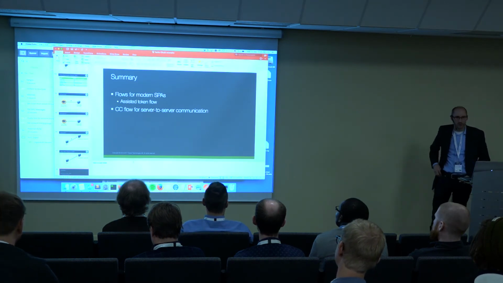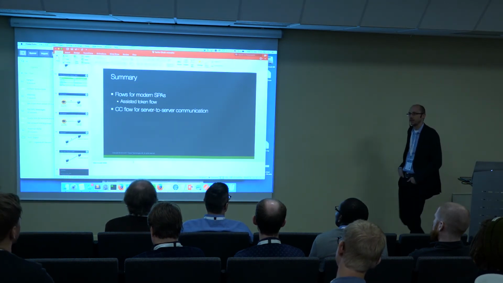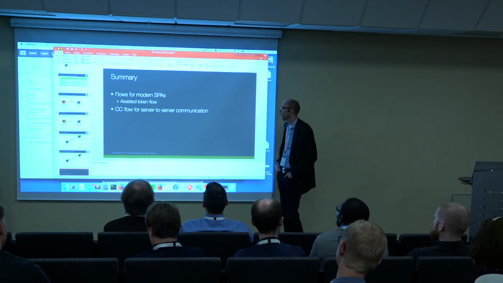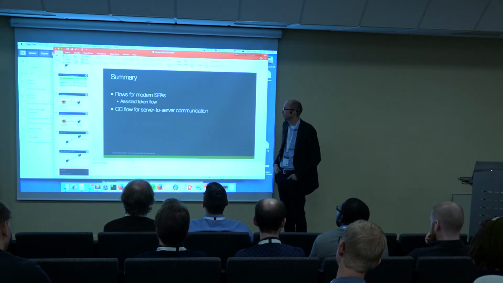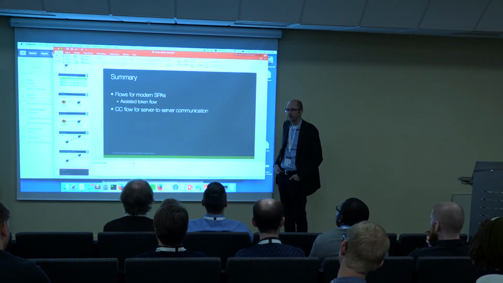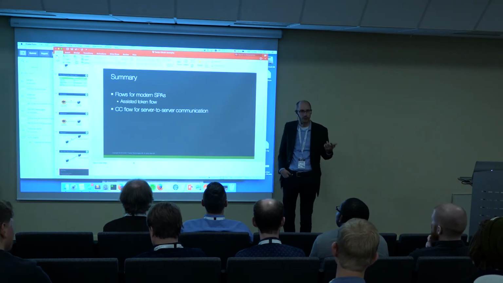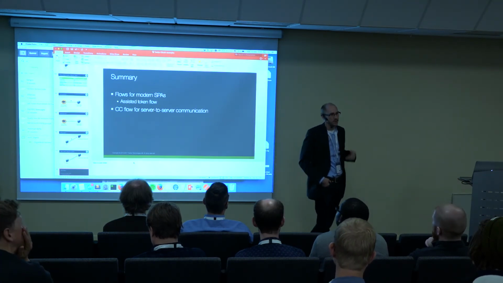So we talked about different flows for single page applications, implicit and assisted token flow. Highly recommend assisted token flow. Curity supports it out of the box, makes it super simple. And then you have the client credential flow for server to server communication. We also talked about revoke, introspect, and ROPC a little bit.